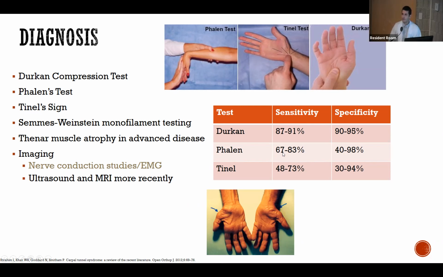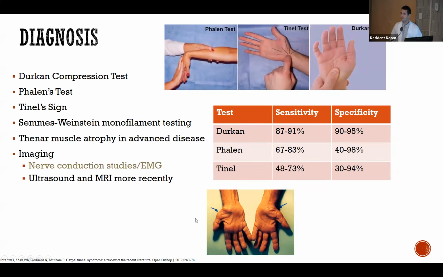And you also have Phalen's, which involves flexion at the wrist to reproduce median nerve compression, and Tinel's sign, which is tapping over the median nerve as it runs through the carpal tunnel to lead to those paresthesias. These both have pretty variable sensitivities and specificities through all the studies that have examined them. This is in large part thought to be due to different interpretation by physicians and researchers on how to interpret these tests. You have some other testing like the Semmes-Weinstein monofilament testing, typically used to look for loss of 2-point discrimination. And you can also look at things like atrophy of the thenar muscles, which you can see in the bottom here in more severe forms of disease.